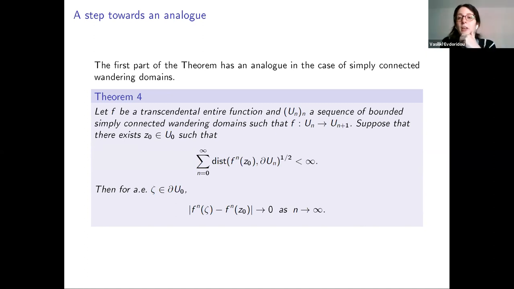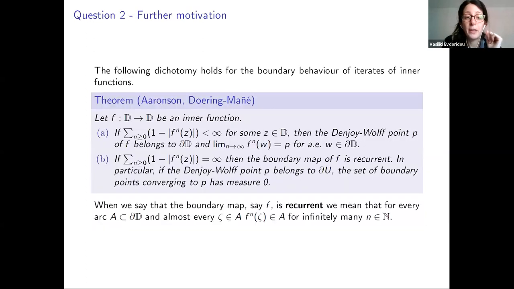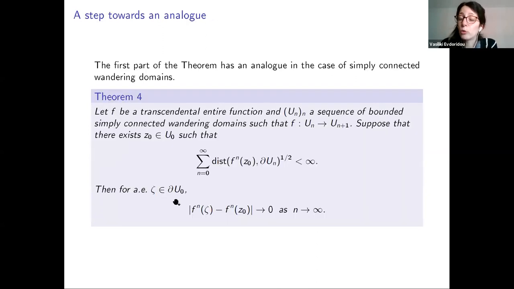And just to link this to what we were saying before about inner functions, in particular, for the case of a sequence of inner functions, so the analog of part A of this theorem, where instead of the iterates of inner functions we would have a sequence of different inner functions, holds exactly the same as a special case, again, of our more general theorem, where we don't need the power 1/2. Okay, so this is an analog of the first part of the dichotomy theorem for wandering domains, and if I have some time at the end, I will say a few things about its proof.